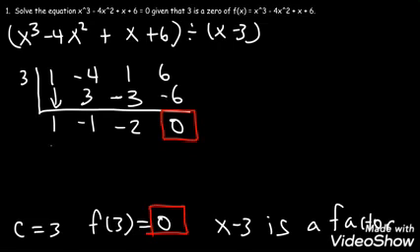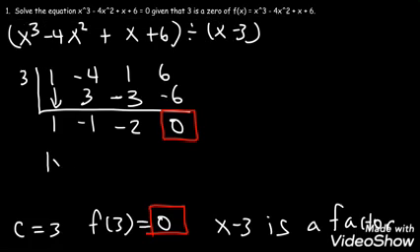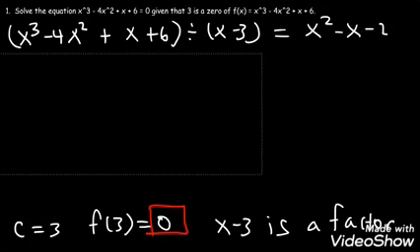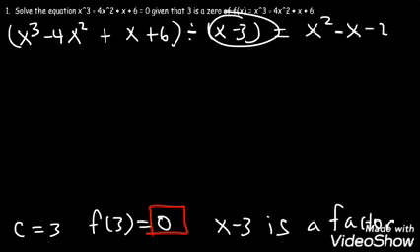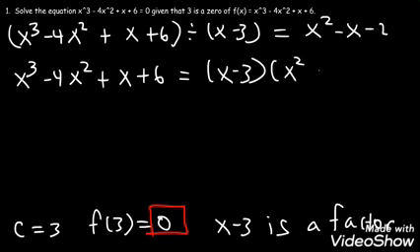So now, if we take x cubed divided by x, that's going to give us x squared. So this is 1x squared minus 1x minus 2. So x cubed minus 4x squared plus x plus 6 divided by x minus 3 is equal to x squared minus x minus 2. Now, if we multiply both sides of that equation by x minus 3, we can see that x cubed minus 4x squared plus x plus 6 is really x minus 3 times x squared minus x minus 2. Basically, you take this and just move it to the other side.